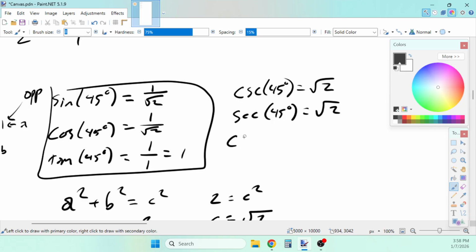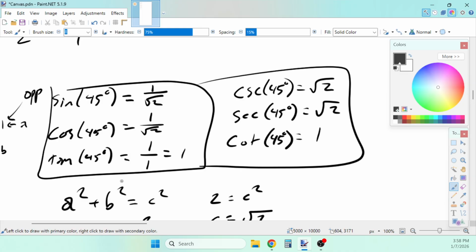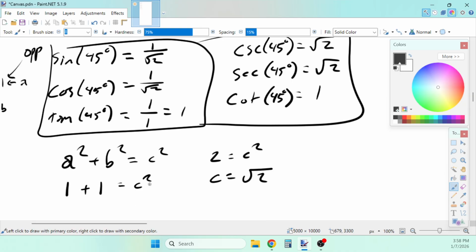And 1 over 1 is 1. So that is one of the rows in the special angle table that is question 1 of the quiz that you're doing. Do you have to be able to derive all of these on your own from diagrams like I did here? No.